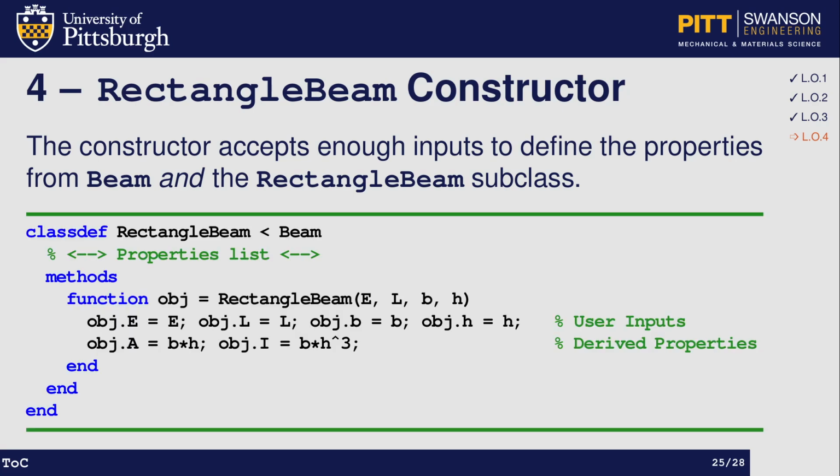So we write a constructor that accepts the Young's modulus, the length, the base, and the height for the beam. E, L, B, and H can all be directly assigned for the object, but the area and the second moment of area both get derived from the cross-section properties B and H. This constructor right here is the only part of the implementation that really has to change for the other types of beams, and specifically calculating A and I is really the only thing that has to change.